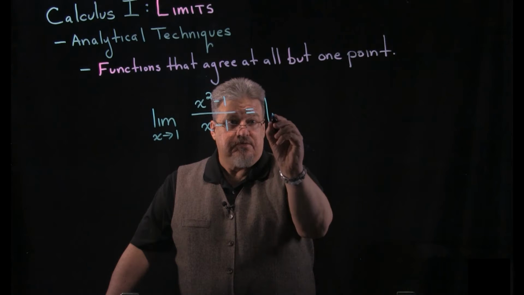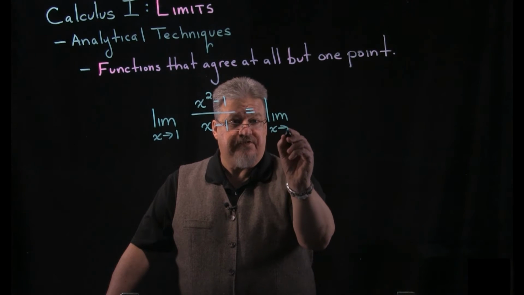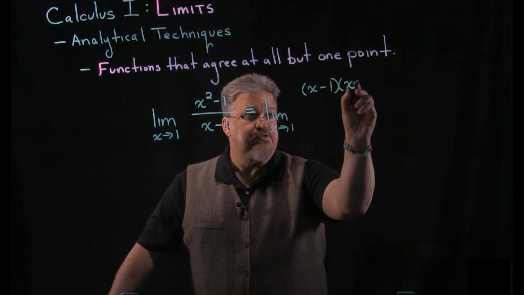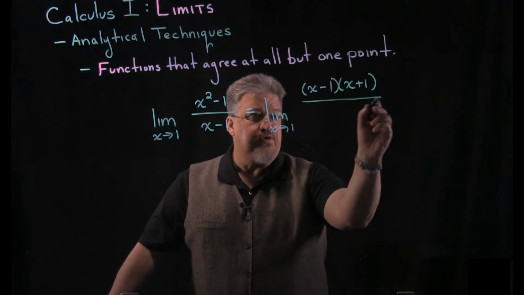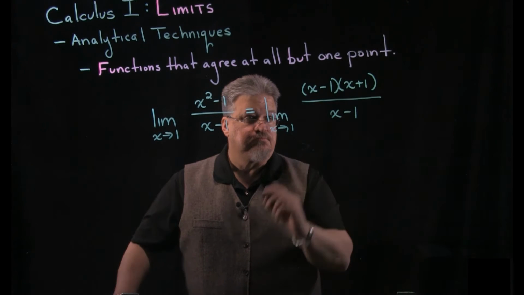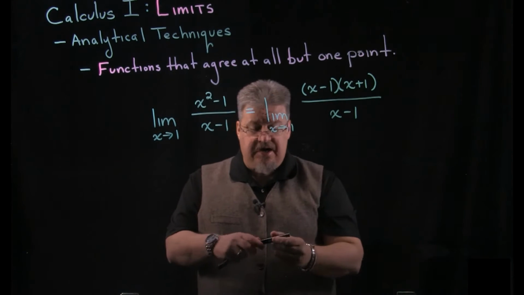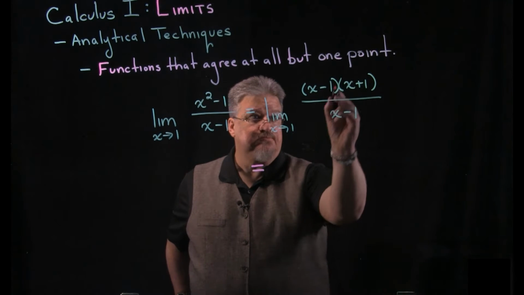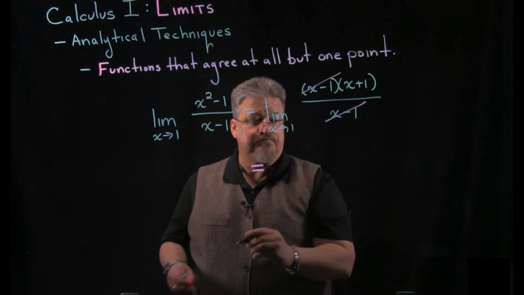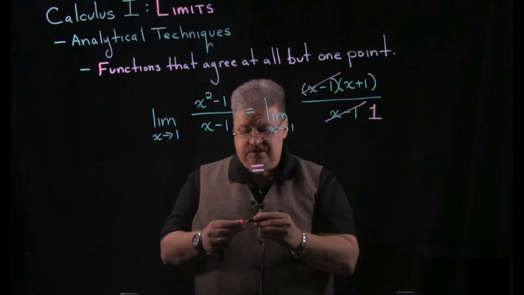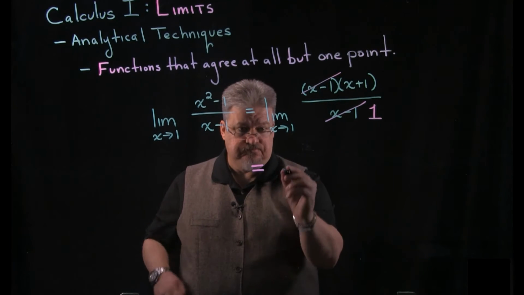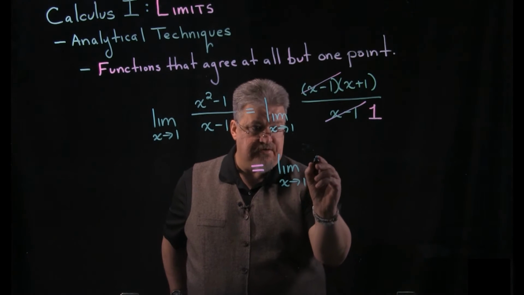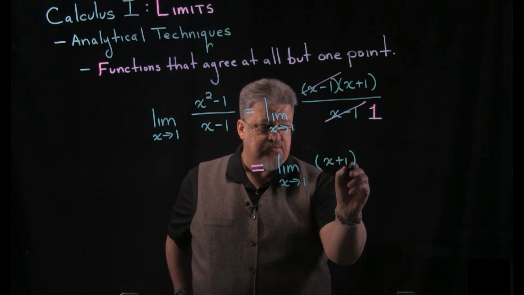So, let's factor, since we know x minus 1 is a factor of the numerator. Okay. Now, we're going to cancel in the limit. And this would be a 1 in the denominator. So let's look and see what we get. So this would be the limit as x goes to 1 of x plus 1.